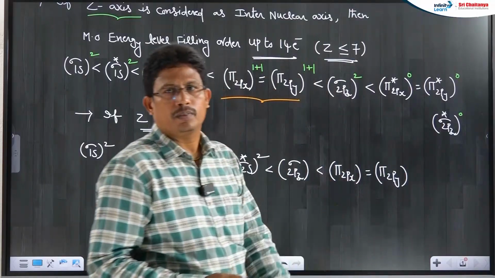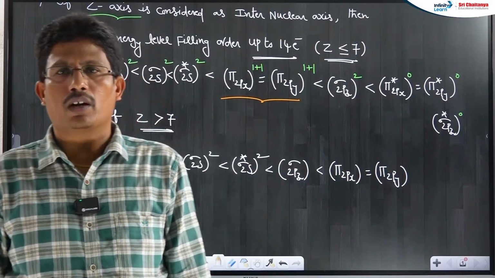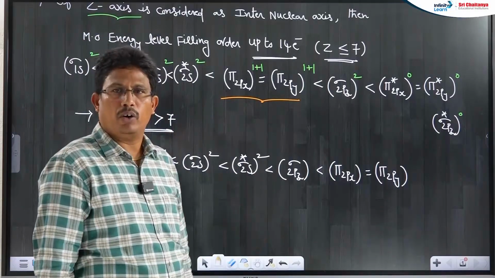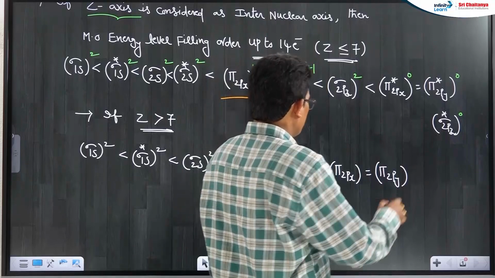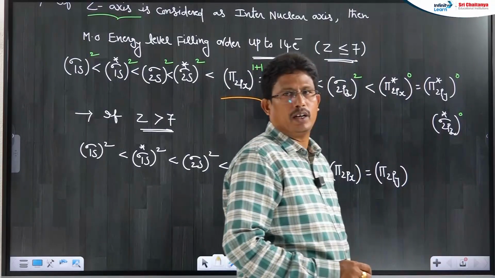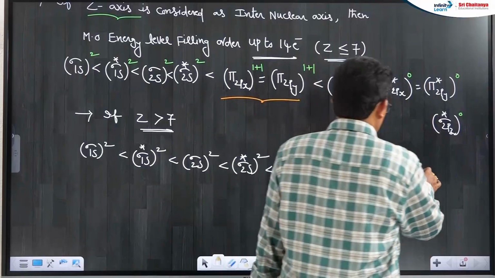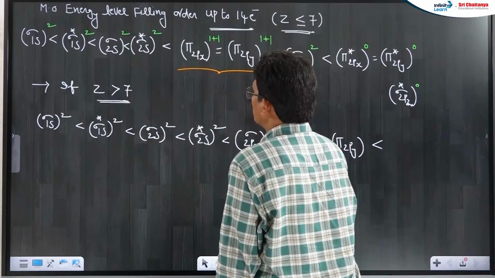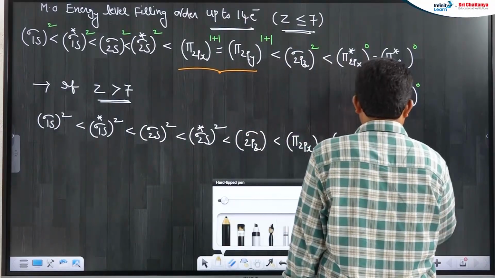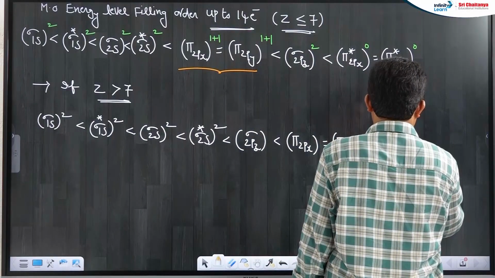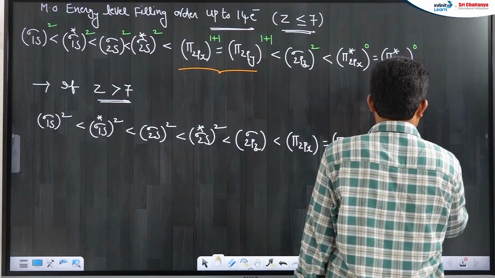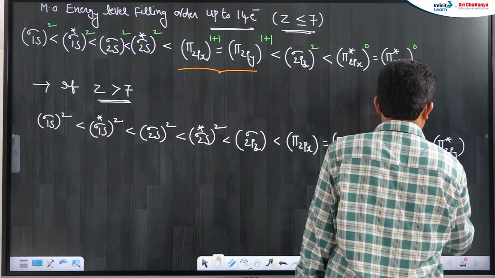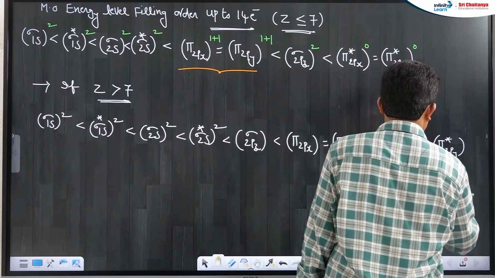While writing the energies of various molecular orbitals, first write bonding orbitals, next write anti-bonding orbitals. Next write the same orbitals with star mark, that is the anti-bonding orbitals: pi star 2px, pi star 2py, and the last orbital is sigma star 2pz.